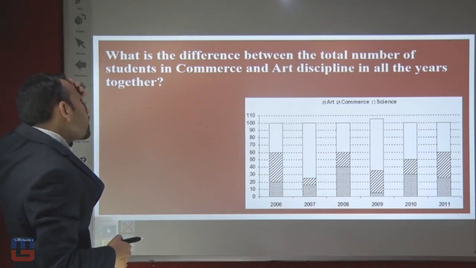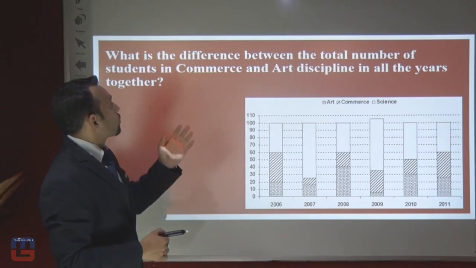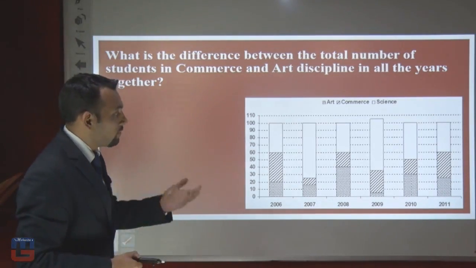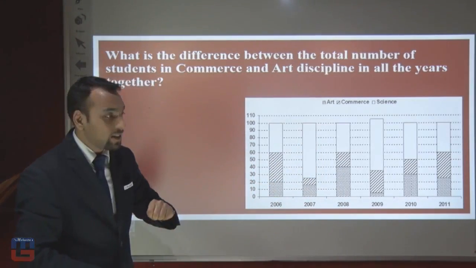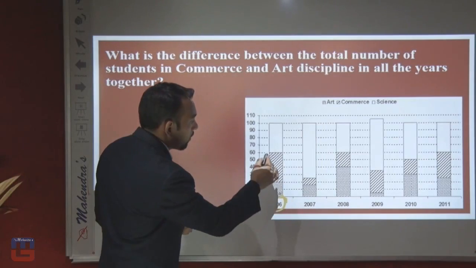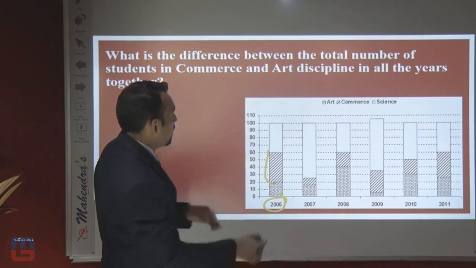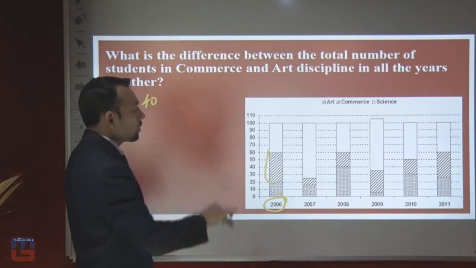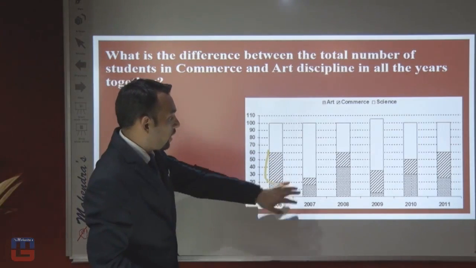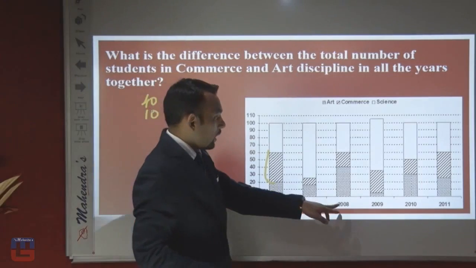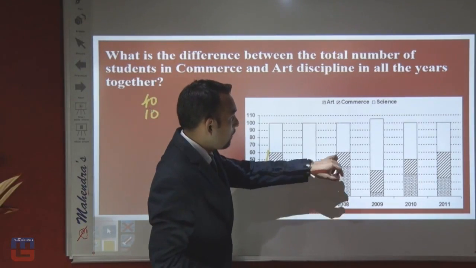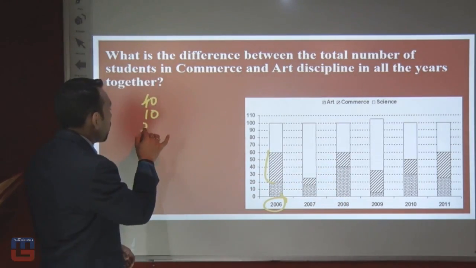Now what we have to find is the difference between the total number of students in commerce. If you are talking about commerce, that is the second section or second portion, you can say that in 2006 it is 40. Alright, in the same way here this is 10. In 2008 this is 10 plus 10, this is 20, right?